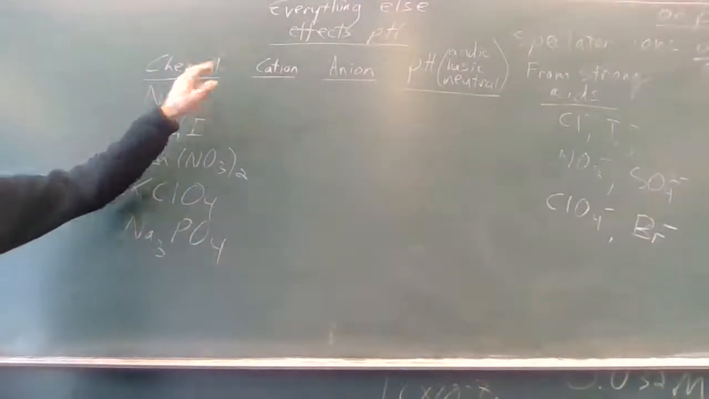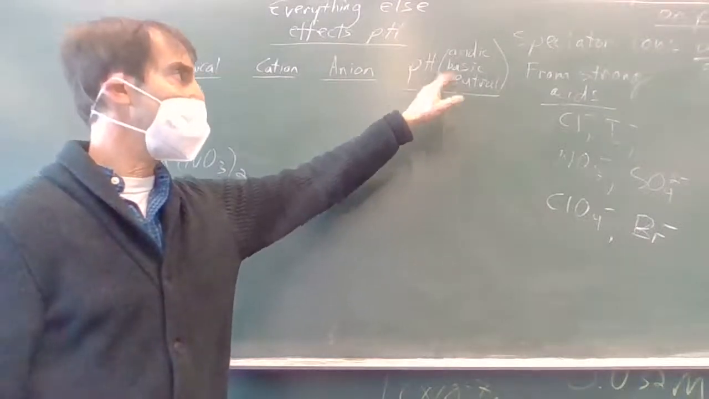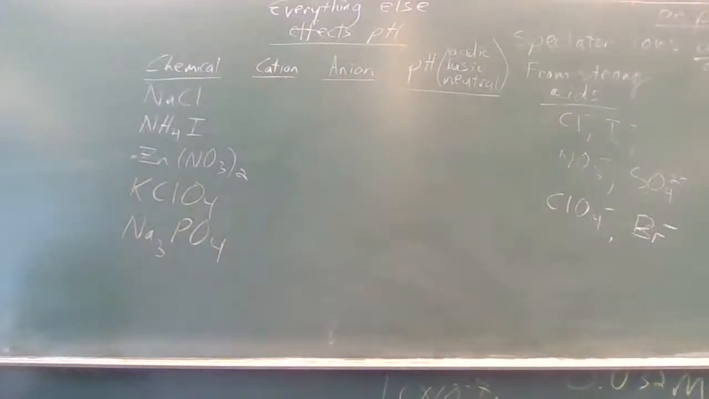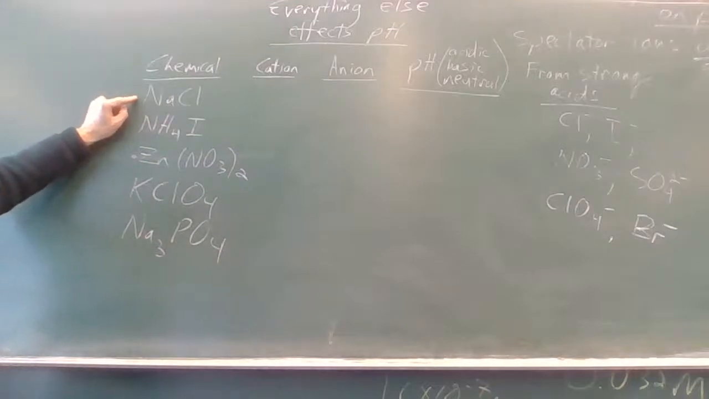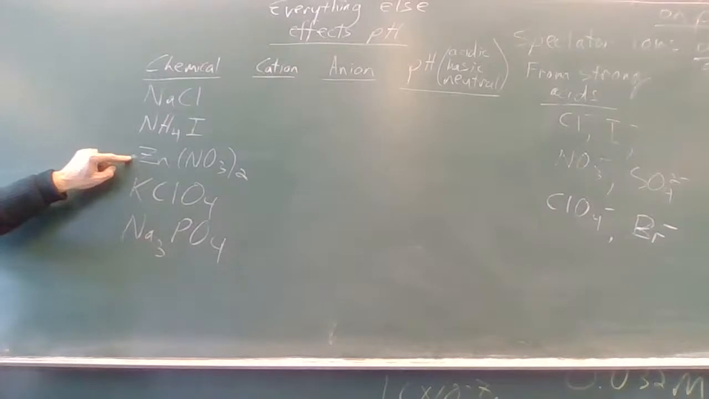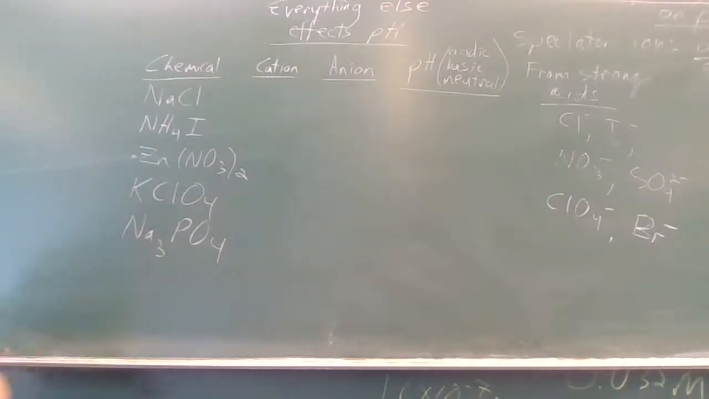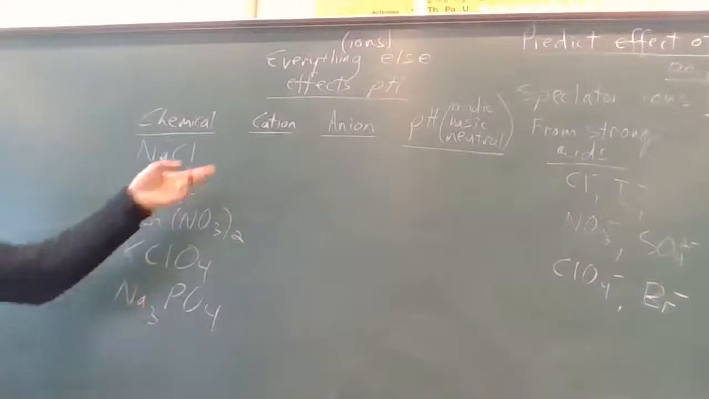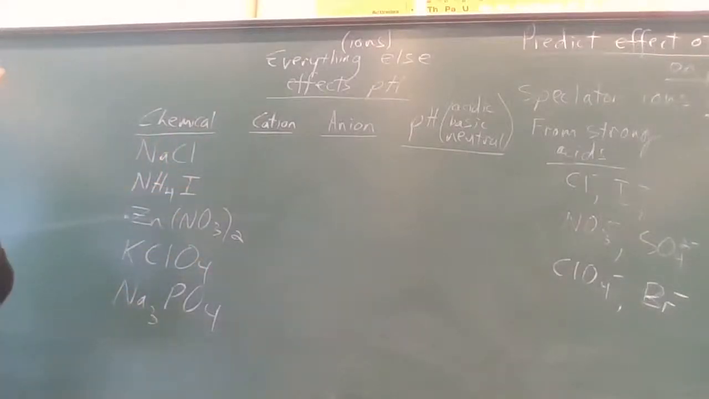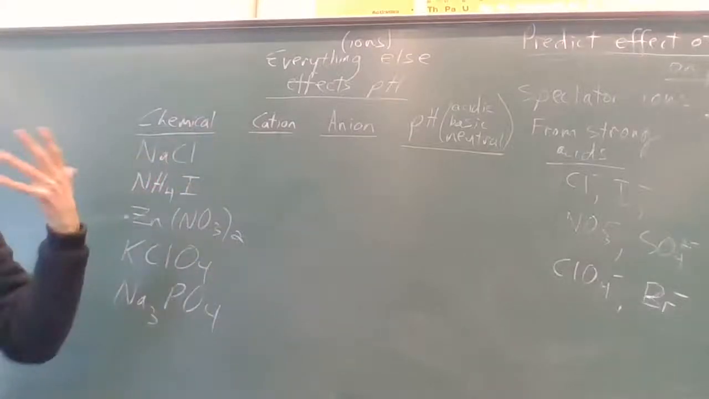So I've got chemical, cation, anion, and what's the effect on pH? Will it be acidic, basic, or neutral? And the chemicals I've got are NaCl, NH4I, Zn(NO3)2, KClO4, and Na3PO4. Good. For the first one, NaCl, how about Ellie? Give me the cation and the anion for NaCl.